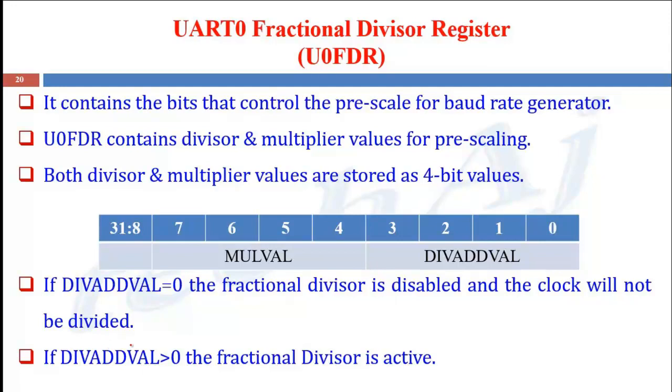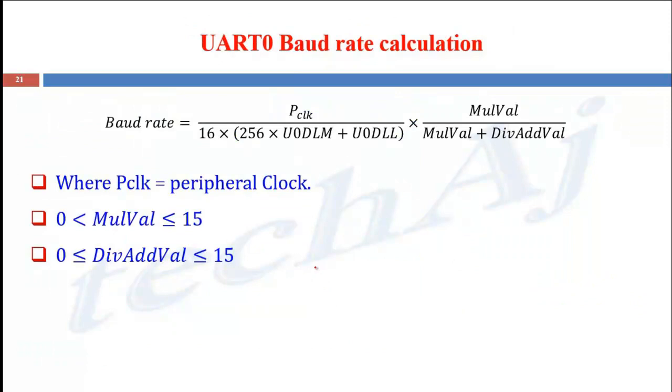If this value is greater than 0, the fractional divisor is active. So here we can find the equation for calculating the baud rate. Baud rate is given as PCLK, that is peripheral clock, divided by 16 into 256 into U0DLM, that is MSB bits of divisor latch, plus U0DLL, that is LSB bits of divisor latch, into multiplier value divided by multiplier value plus divider value. The multiplier value will vary between 0 to 15 as well as divisor value will vary between 0 to 15.